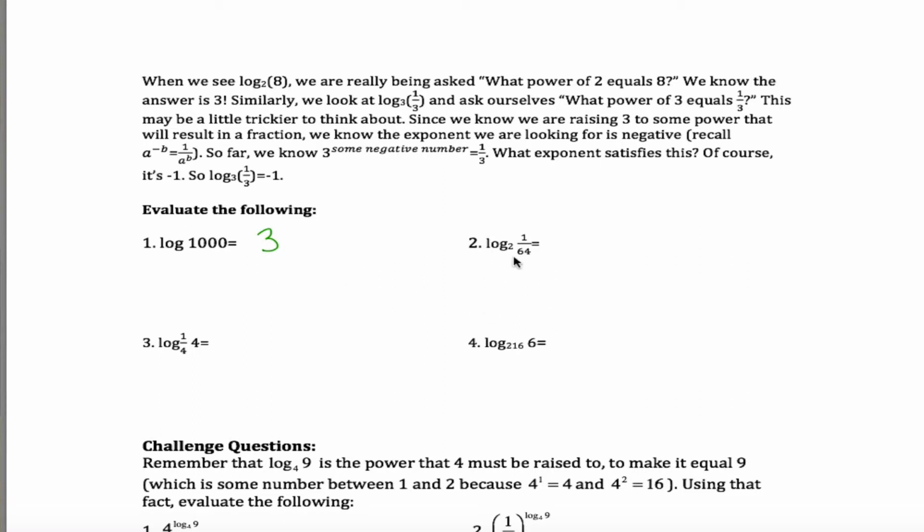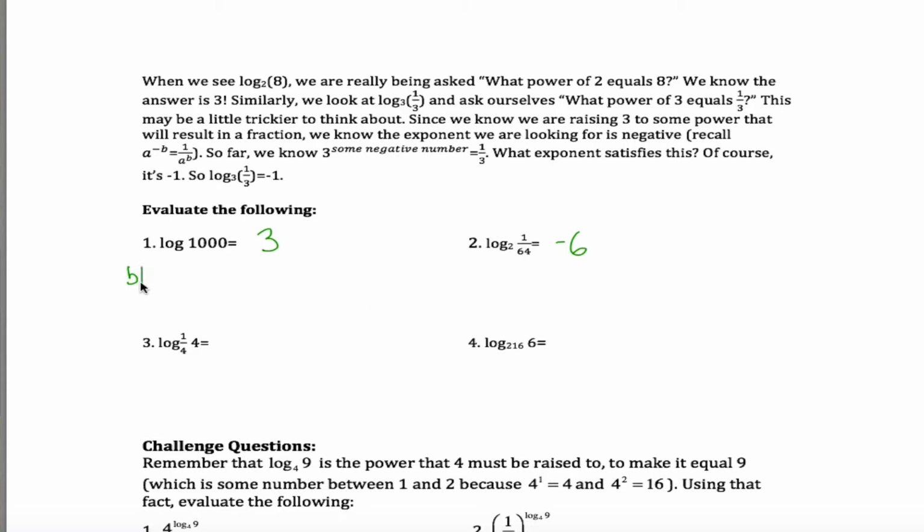Similarly, over here, this is asking you the question, to what power must you raise 2 to make it equal to 1/64? Well, that was a little bit tricky. 2 to some power is equal to 1/64? Well, 2 to the 6th power is equal to 64, because 2 times 2 is 4, times 2 is 8, times 2 is 16, times 2 is 32, times 2 is 64. But I don't want 64, I want 1 over 64. You might recall that negative exponents mean take the reciprocal of.